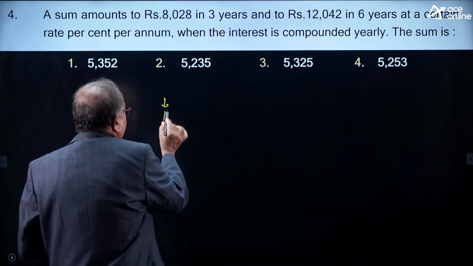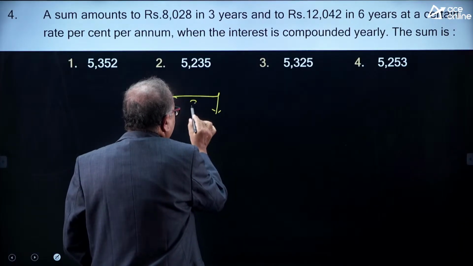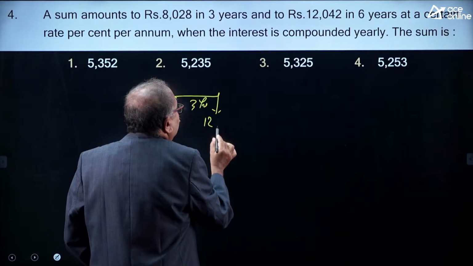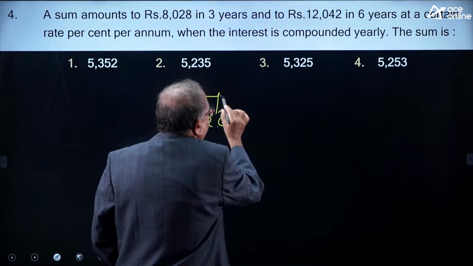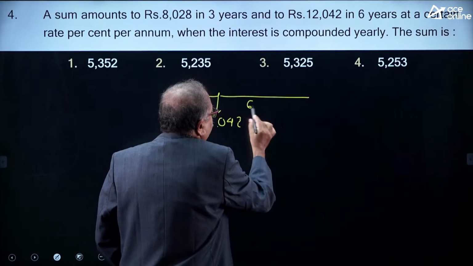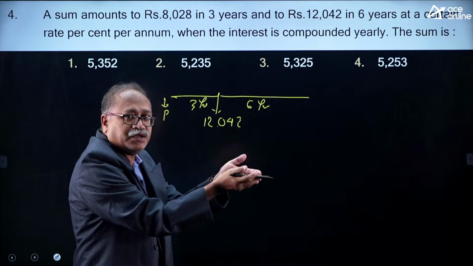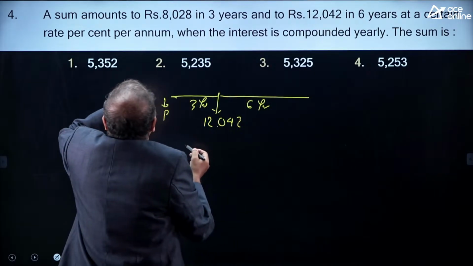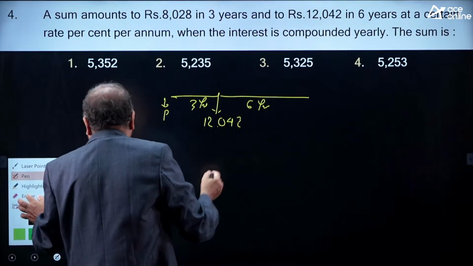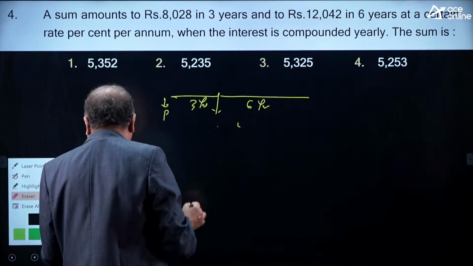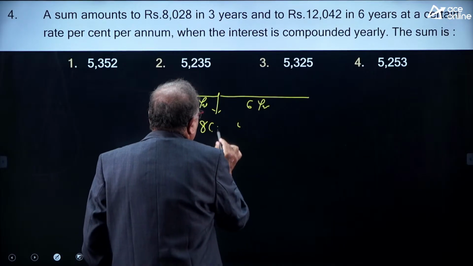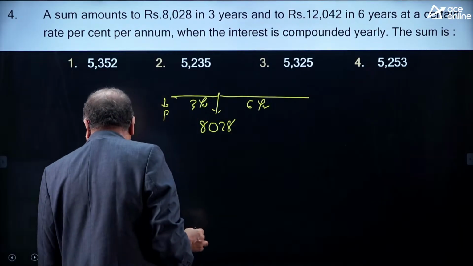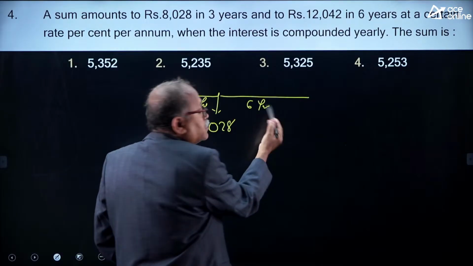Here it is principal P. After 3 years, the amount has become 8,028, and after 6 years, that means another 3 years, the amount has become 12,042.